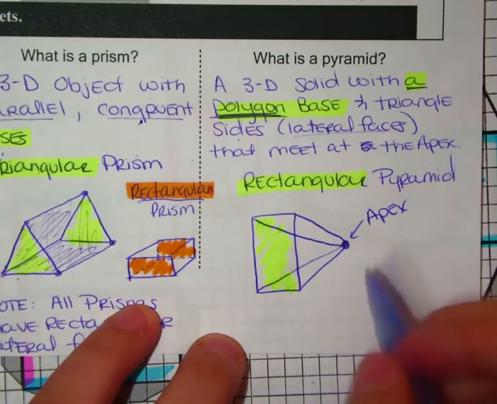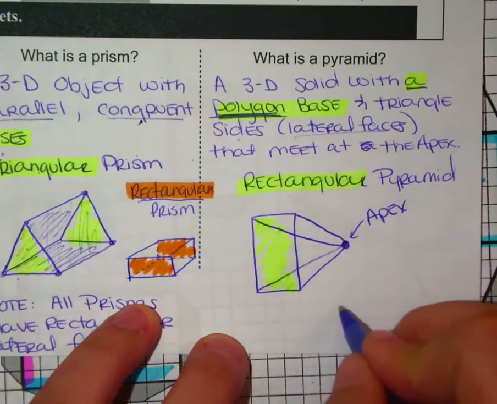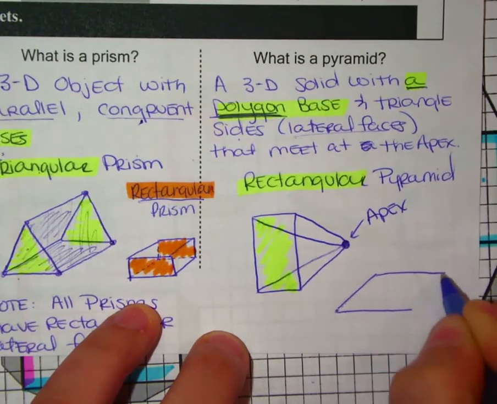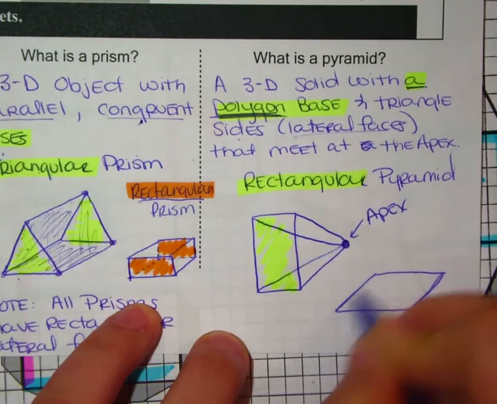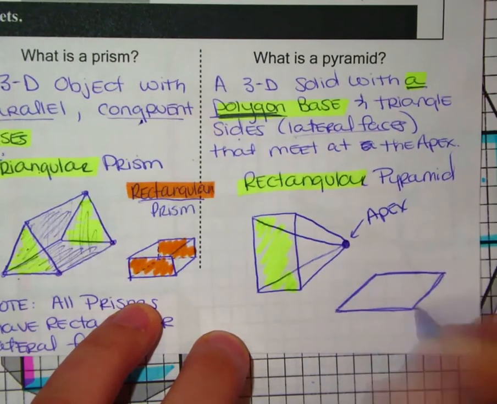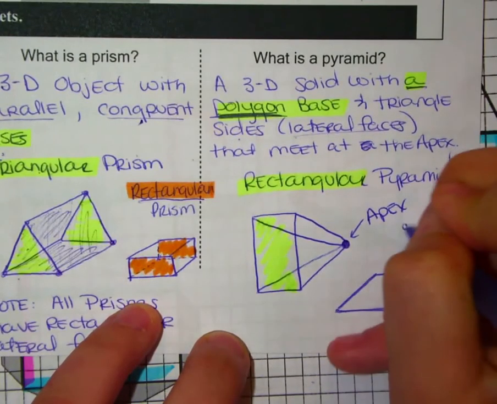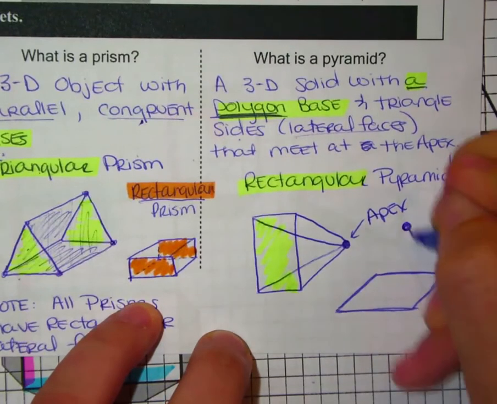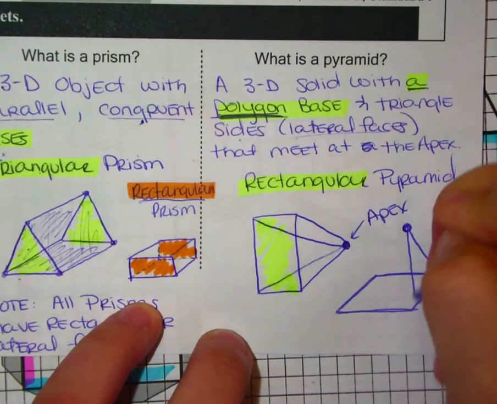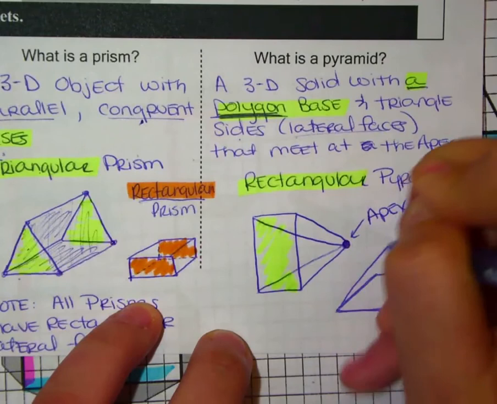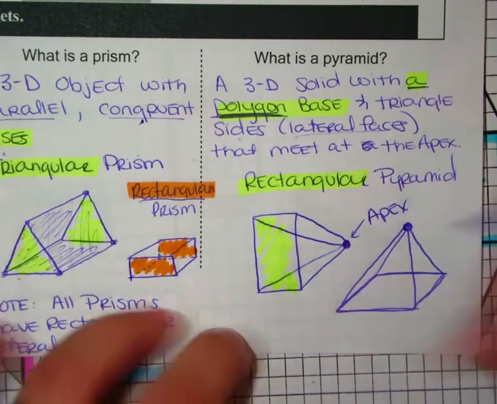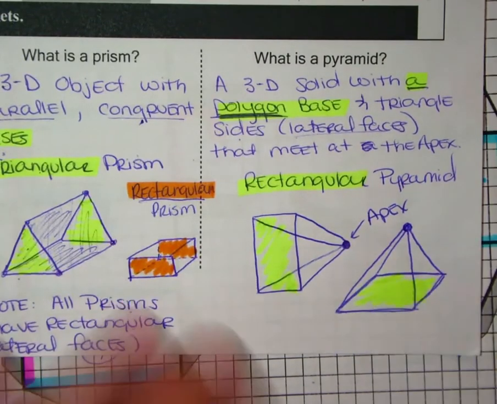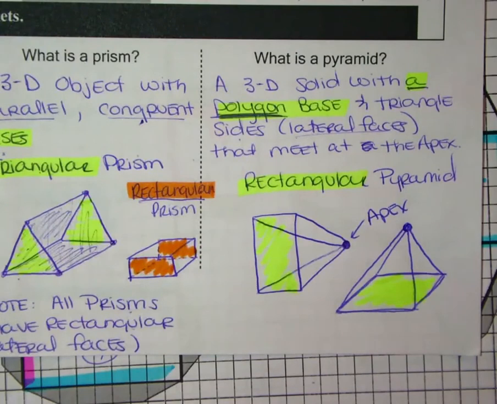So let's draw one that makes a little bit more sense. This time, draw your base like a parallelogram that shows a little bit more of a 3D space, but it's still a rectangle. And then go ahead and put a point above it. That point will be the apex. And then connect each of the lateral edges to the apex. This might look a little bit more like a rectangular pyramid.